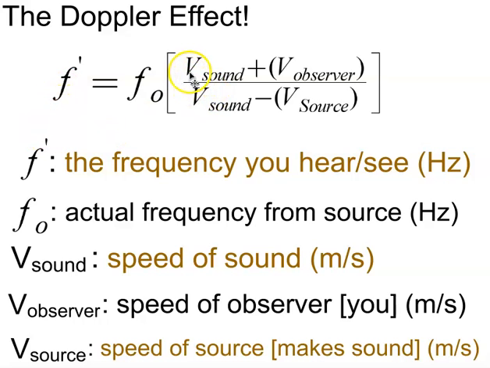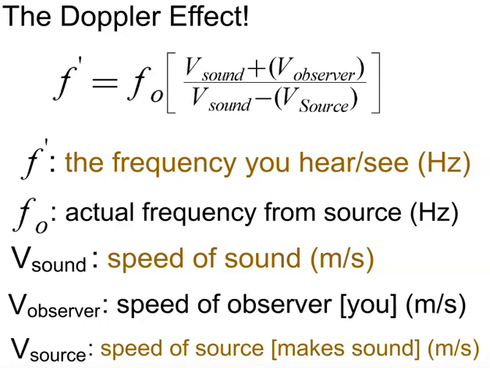Now, V is for velocity, and then I've written out the words, so sound, observer, and source. So remember, sound is going to be the speed of sound. Observer would be how fast the person listening, so in this case, usually it's you, is moving. And then finally, the source would be the thing making the sound or giving off a light wave. So again, this is our equation for the Doppler effect. And notice how in the top we have a plus sign, and in the bottom we have a minus sign.